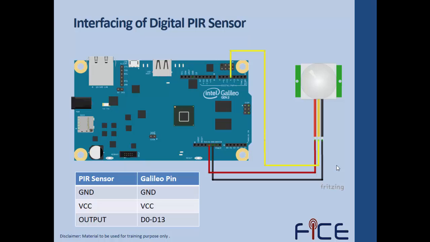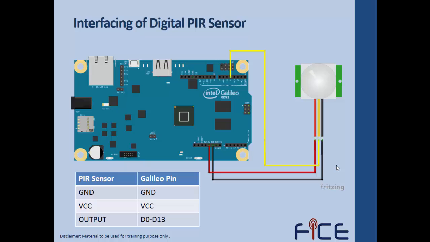Next we will learn how to interface the PIR sensor to the Intel Galileo Gen 2 board. In the picture we can see that the PIR sensor consists of three wires. The black one is the ground wire, the red one is the VCC wire, and the yellow one is the output or the signal wire.